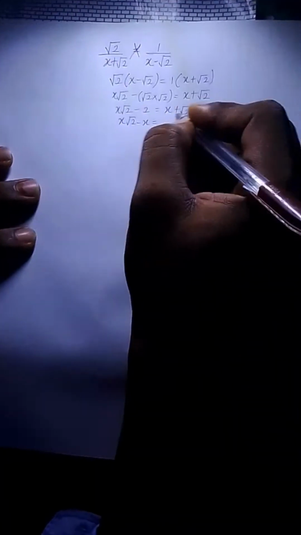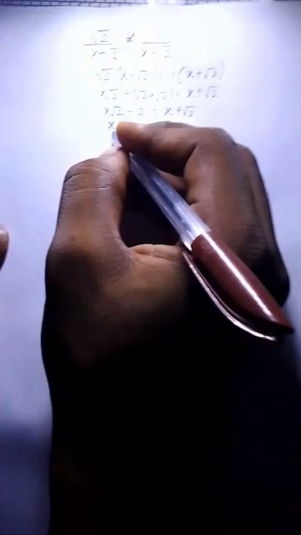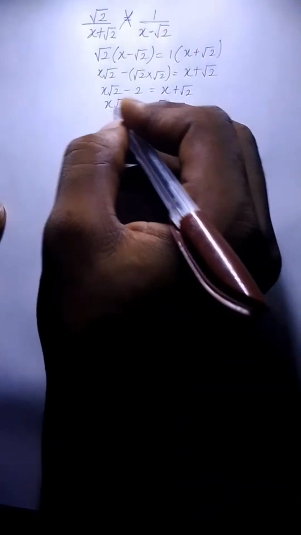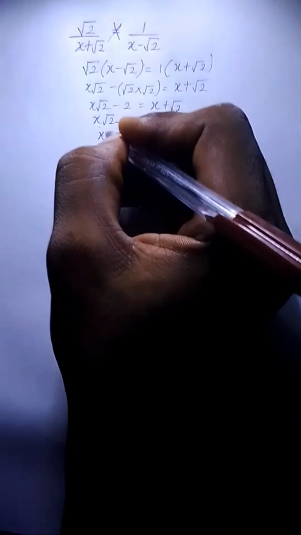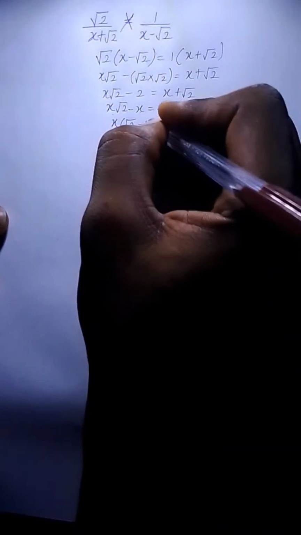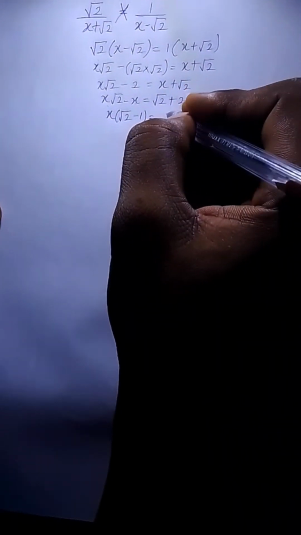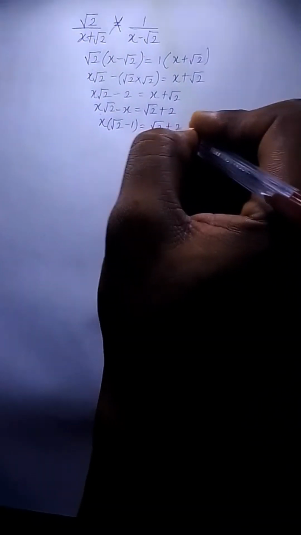Right, so we can bring all the terms with letters to one side and the ones without letters to the other side. We are collecting like terms. So we have x root 2, and then this x here we want to bring over; it is plus x, and when it crosses, it becomes minus x, equals root 2, and then this is minus 2, and when it crosses, it becomes plus 2. Right, so here we have x root 2 minus x, and we see x is common. So when we bring out x, we have x times root 2 minus 1 equals root 2 plus 2.